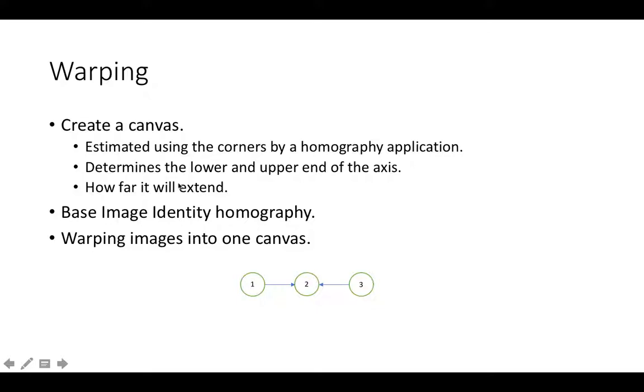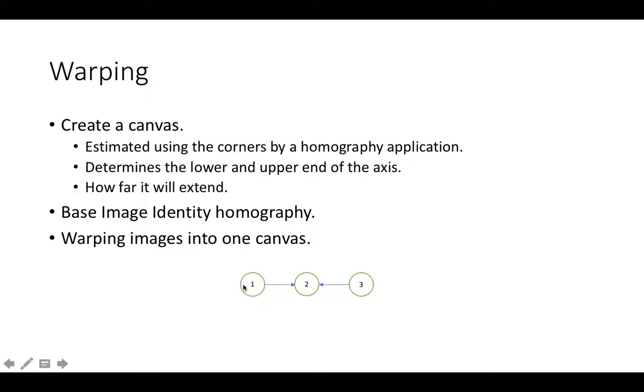the final step, which is warping. So we need to create a canvas to add all these images into one canvas. So we use the estimated homographies that were found from the previous step to find how big this canvas can be. We already know the ends of the original images, so we just take the corners of those images, and then we apply the homography and see how far this image can extend. This also creates a lower and upper end for the axes. And one thing to note is that for the base image, we had to apply an identity homography just so it can be plotted nicely on the canvas.